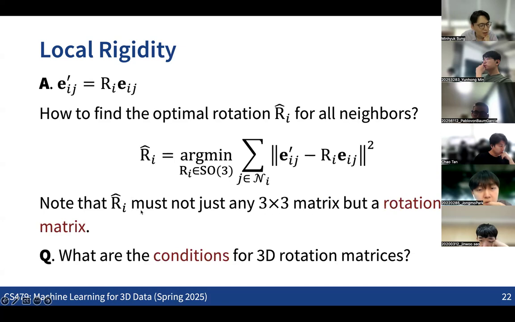So when R is not an arbitrary 3 by 3 matrix but a rotation matrix, we know that there are some conditions the matrix should satisfy, right? What are the conditions for a 3 by 3 rotation matrix?